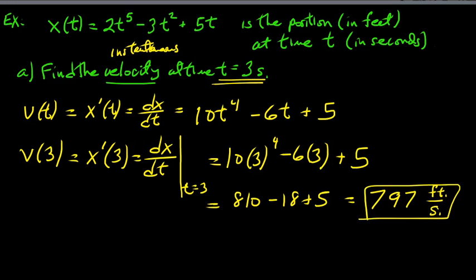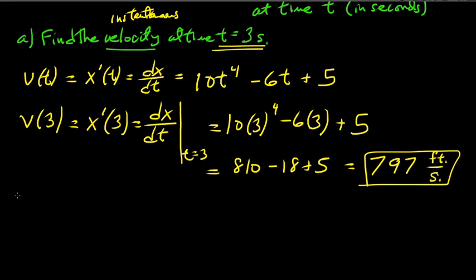Again, don't take my word for it. Use your calculator if you have to. Yeah, I think that's what I get, 797. Right. And that's actually pretty fast, but that's the nature of this function here. You can get pretty fast even after 3 seconds. Okay, so that's what the derivative represents. In terms of the position, the derivative is the velocity. It's how fast the position is changing, right?